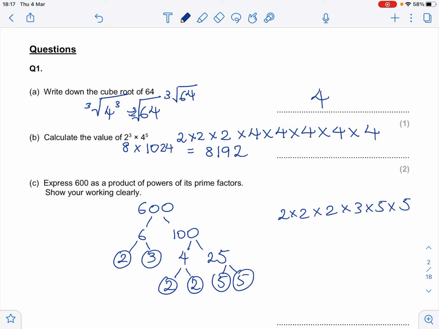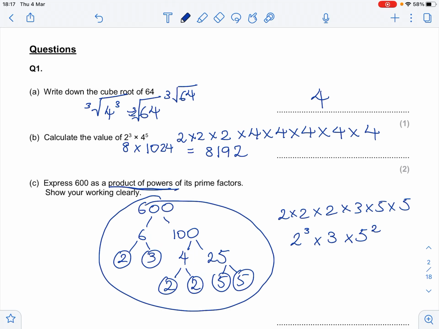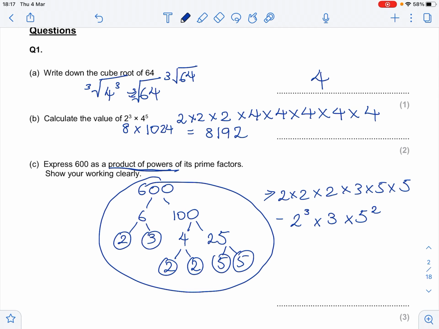But I want the answer as a product of powers, so we need to write them in powers. So 2 times 2 times 2 would be 2 cubed, multiplied by 3, multiplied by 5 squared. You need to show your working. If you're not showing your working, you won't get the mark. By showing your correct steps and getting 2 factors correct, you get 1 method mark. If you leave this as your answer, you will only get 2 marks. And if you wrote this as your answer, you will get all 3 marks.